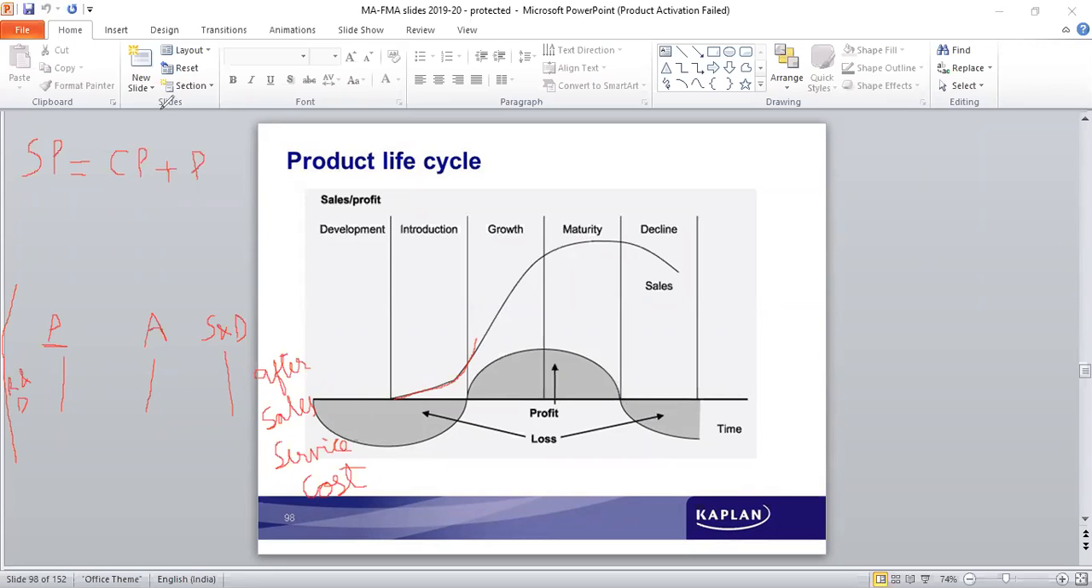So decide a right selling price which will be able to recover these costs incurred and these losses which would be borne by the business. So decide on the appropriate selling price.